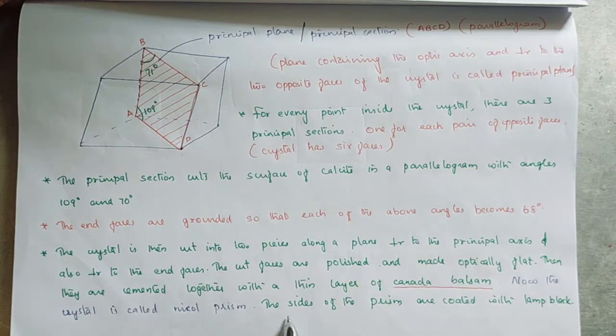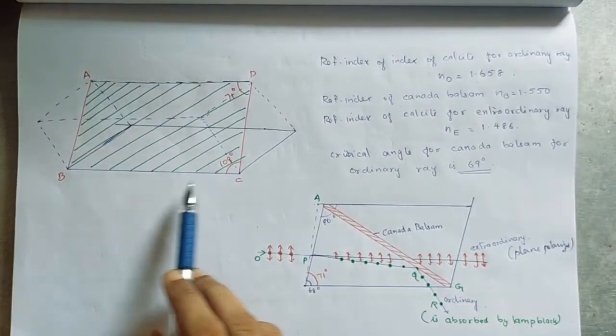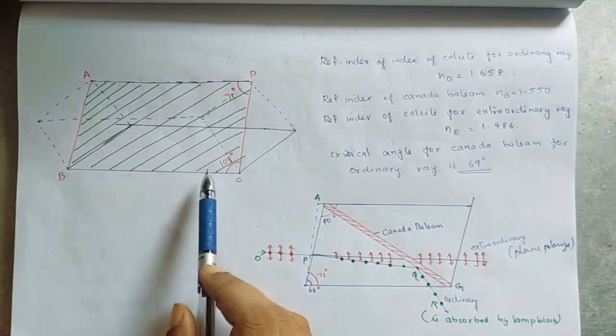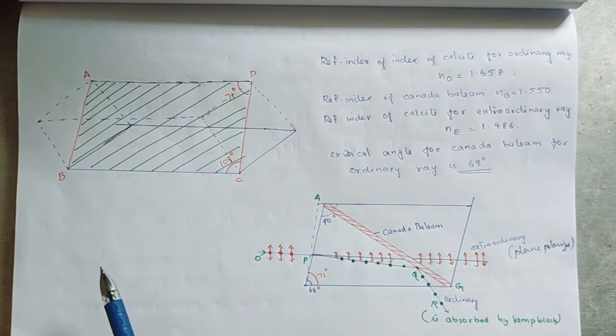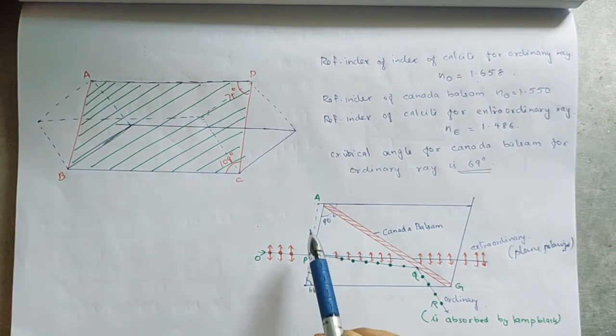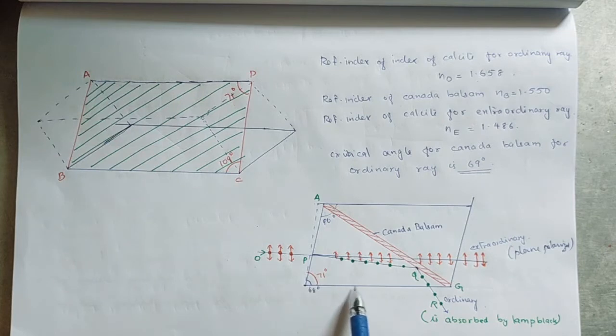And one more thing we need to do: the sides of the prism are coated with lamp black. This helps to absorb the light. And I have drawn the nicol prism in one principal section. So we just grind the crystals up to, that is, this 71 degrees turns to 68 degrees.